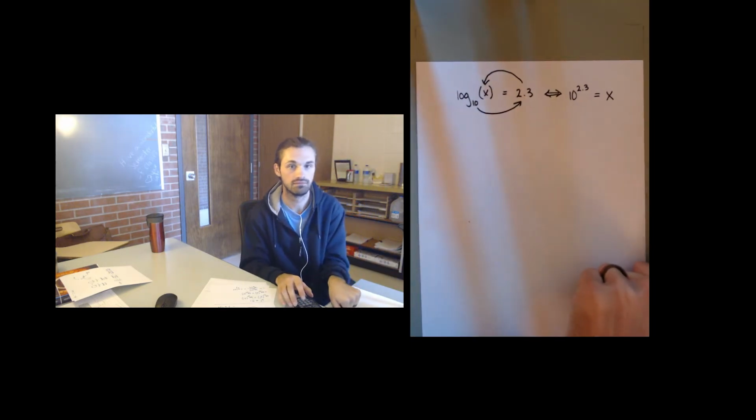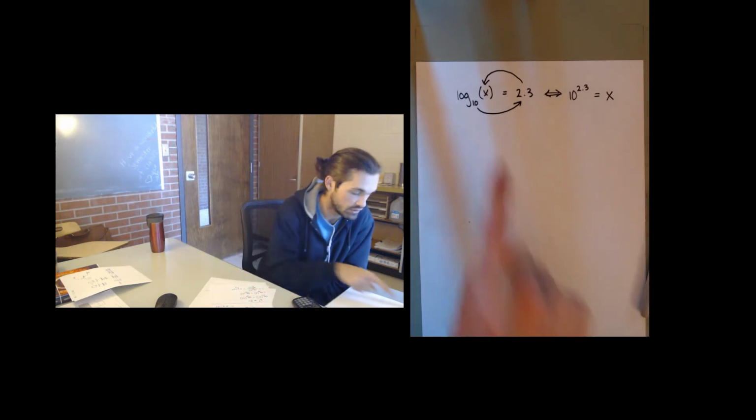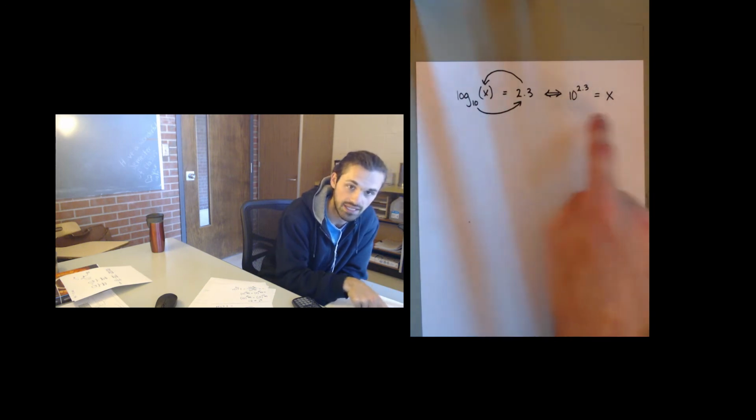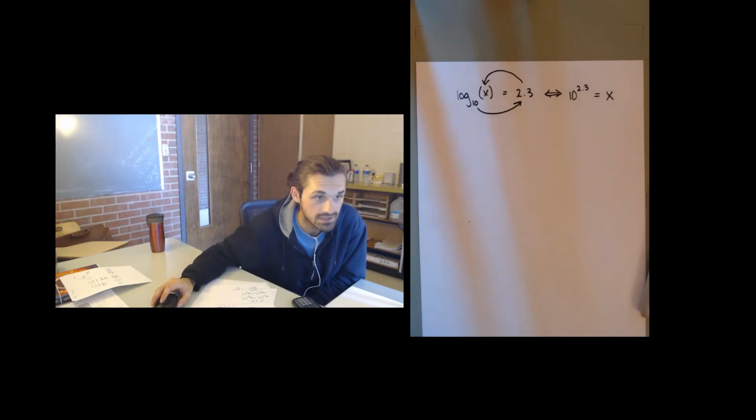Well, hey, recognize we just solved for x by translating from the log notation into the exponential notation. 10 raised to the 2.3 is 199.526. Round to 2 decimal places as needed. 6 is enough to round up, so 199.53.